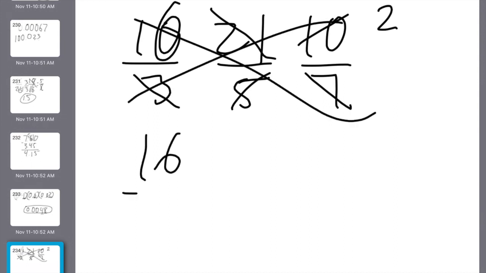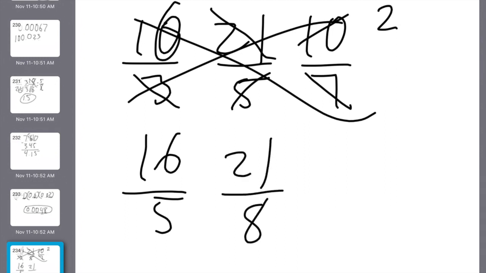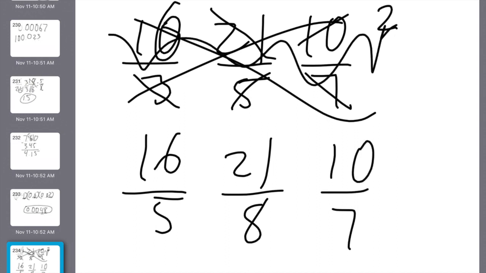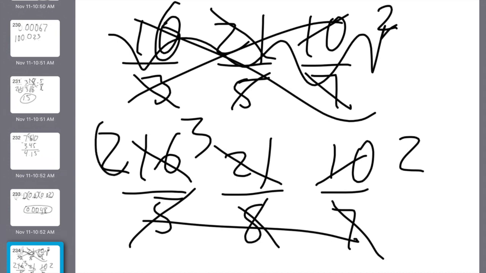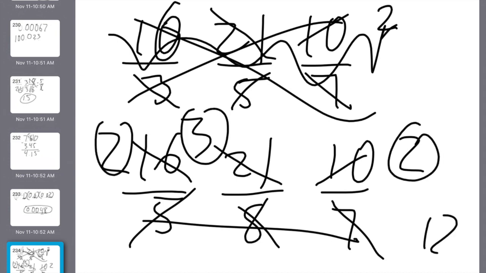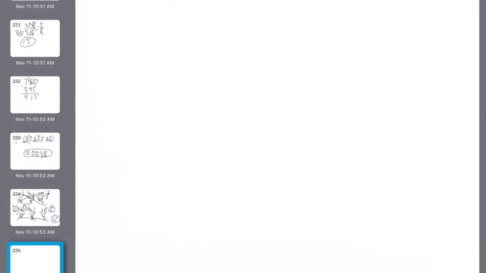I was forgetting my numbers there. So this is 16 fifths, not 16 thirds. This is 21/8, not 21/5. And this is 10/7. Hey, I got 1 out of the 3 right, guys. So ignore everything I just did. My goodness. Let's try all this again, please. 8 goes into 16 2 times. 5 goes into 10 2 times. And 7 goes into 21 3 times. The bottom is all destroyed, so 2 times 3 is 6 times 2 is 12. Hey, your answer for 27 is 12. I apologize for what I was doing.